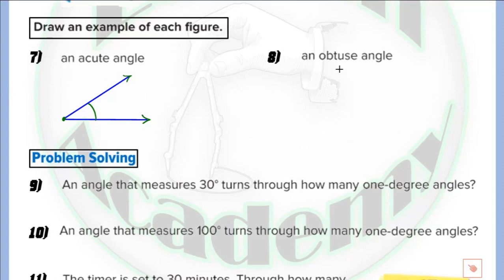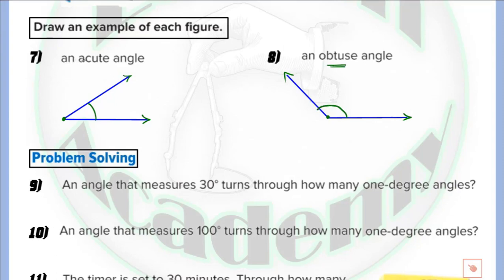But in question number 8, we need to draw an obtuse angle. As we said before, the angle is two rays with the same starting point. So here, that will be the first ray. After that, I will draw the second ray with the same starting point, and the two sides away from each other. That is the obtuse angle.